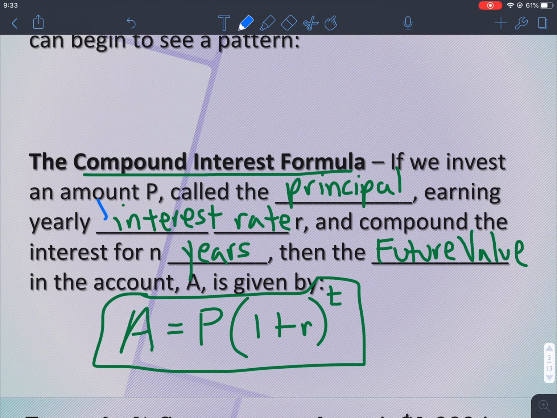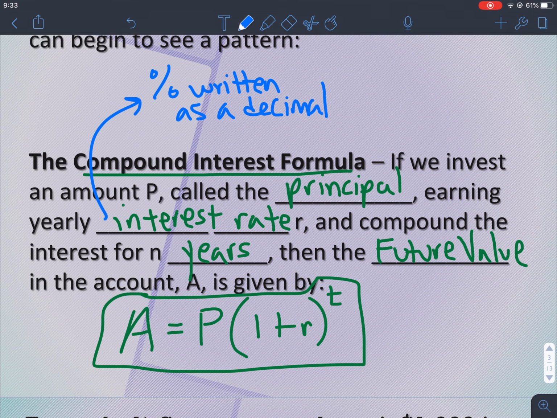Just a few remarks here. R is a percentage written as a decimal. And then future value is also called the amount, or A. And then N, or T, is in years.